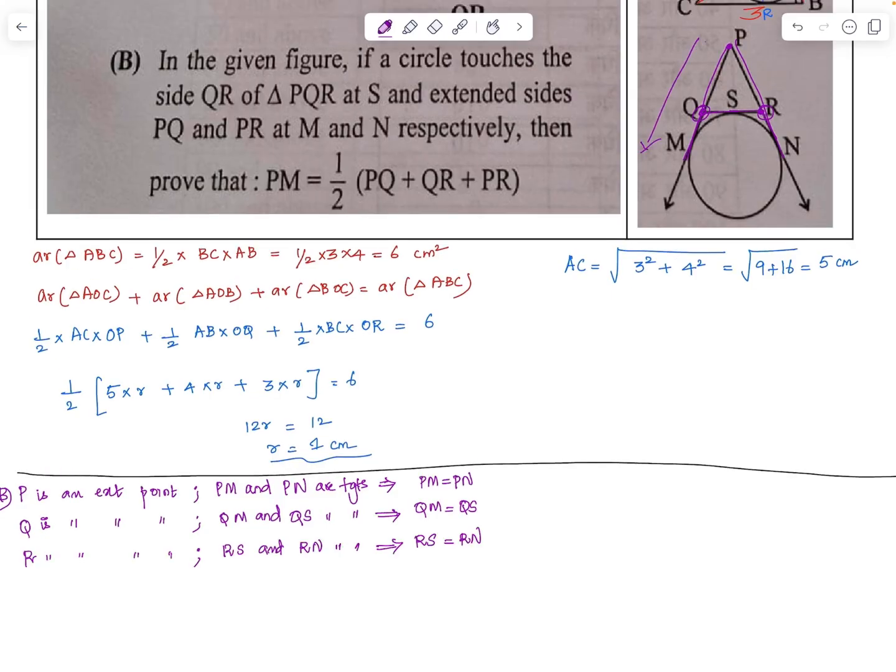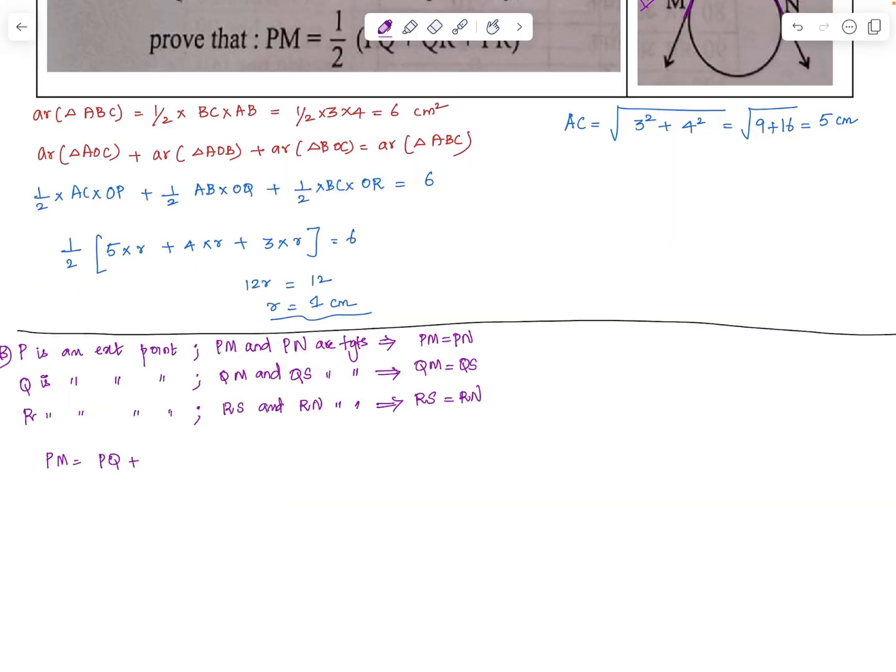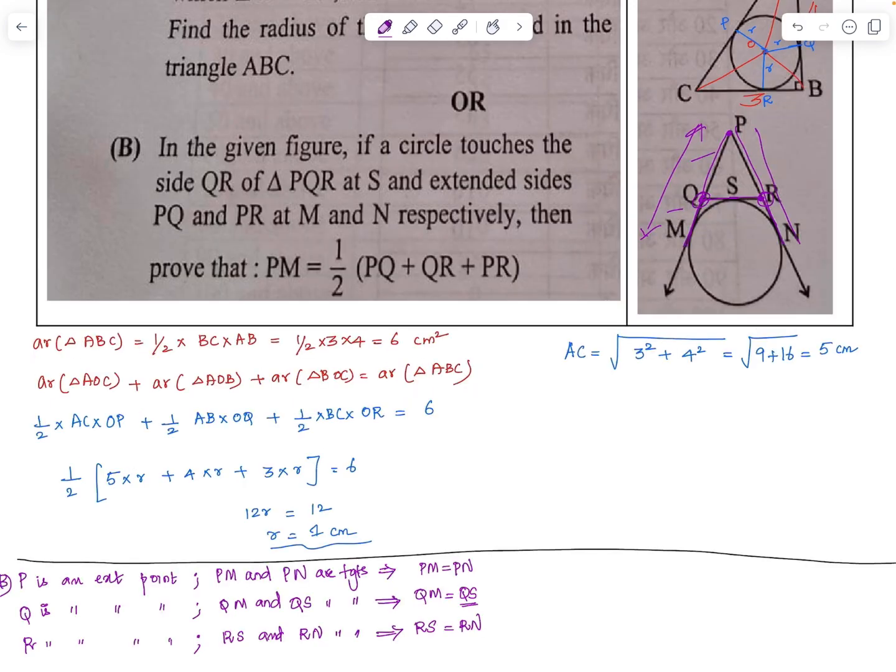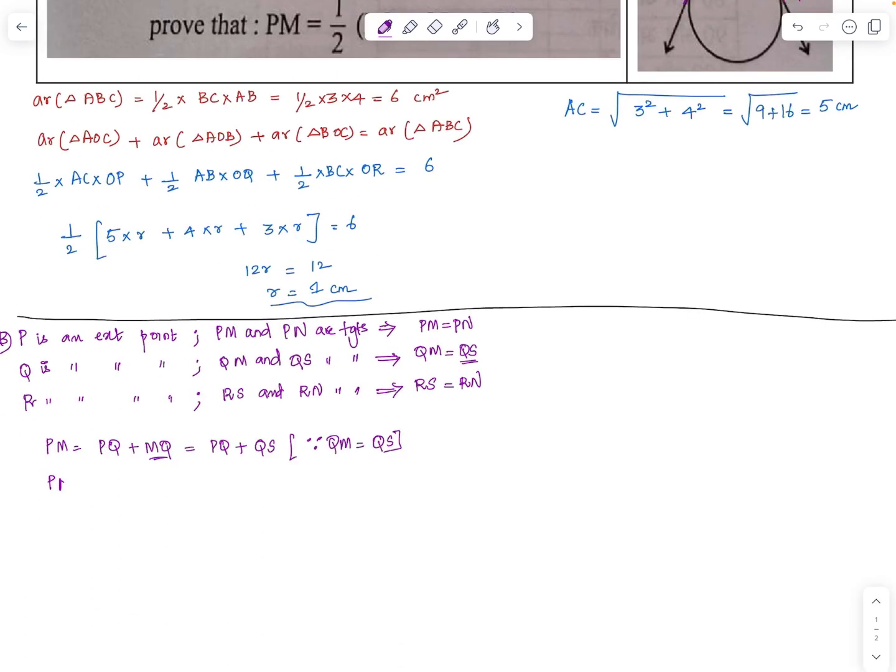Here, PM can be expressed as the sum of PQ and QM. PM is equal to PQ plus MQ, which is equal to PQ plus, in the place of MQ, we can write QS, since QM is equal to QS. Same way, PN can be expressed as a sum of PR and RN. PN is equal to PR plus RN, which is equal to PR plus, RN can be written as RS, since RS is equal to RN. Let this be equation 1 and 2.